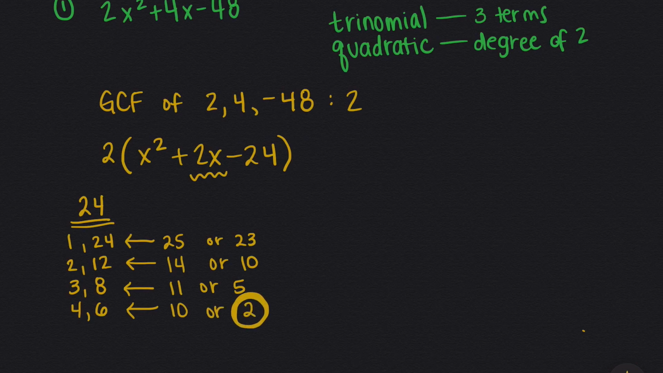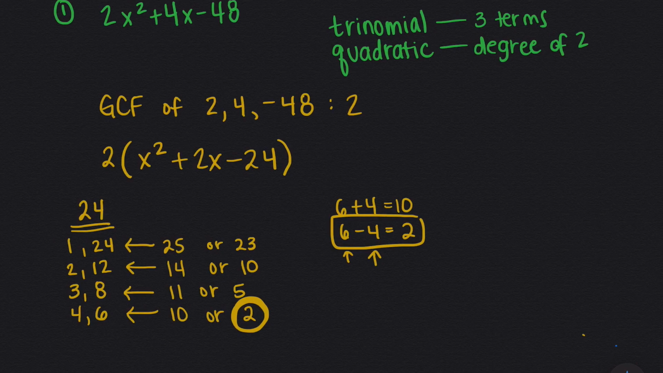Remember, after finding the pairs that you want, in this case 4 and 6, we need to figure out what signs we can put on 4 and 6 so that when we combine them, we get 2. So we check. 6 plus 4 cannot be, that's 10. 6 minus 4, that's 2. So these are the signs that we want, a positive 6 and a negative 4.